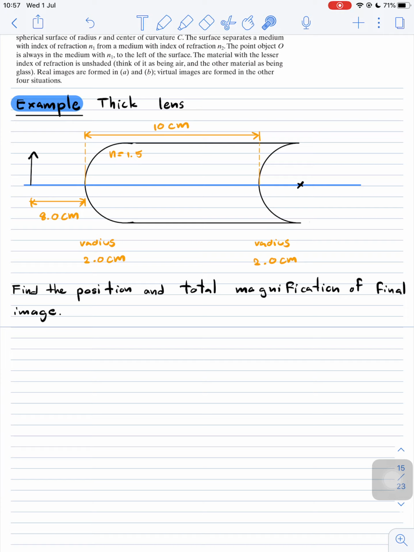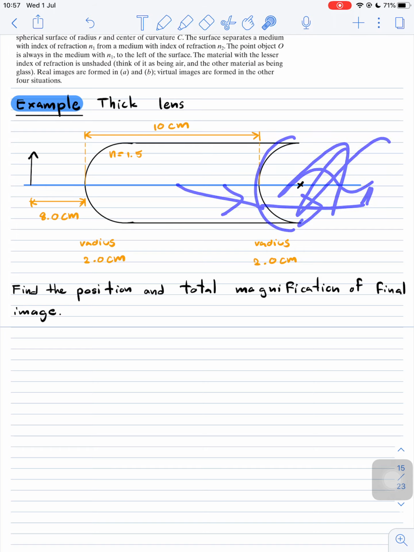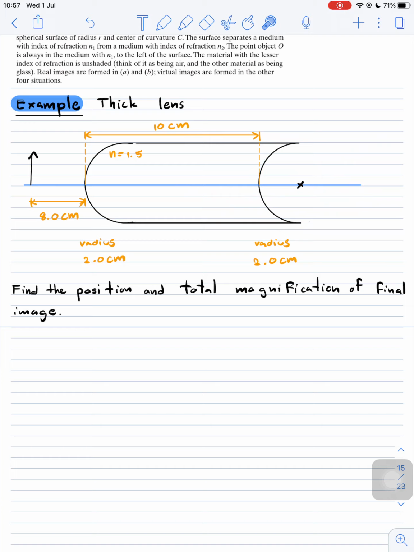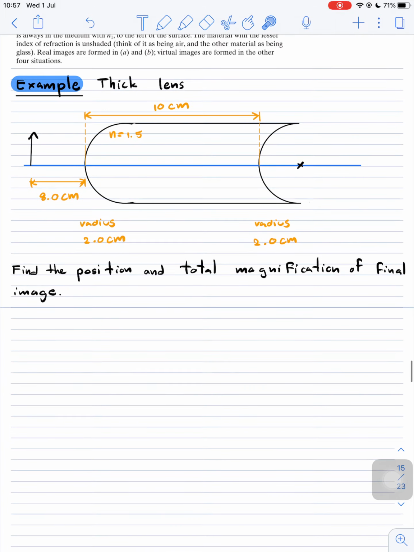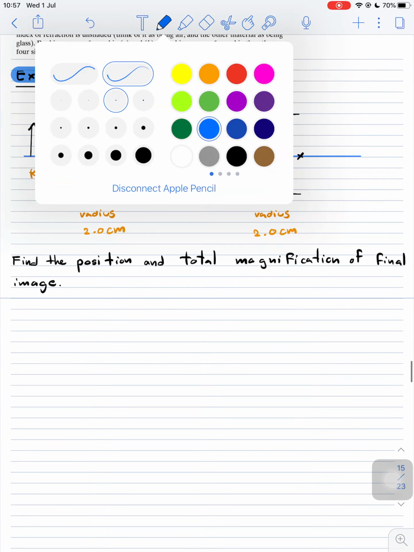Okay, to find the final image, you can see that we can have two refractions. The first one is the light which is refracted on this interface, right, and then comes to this medium, and after that this light will be refracted again at this interface, and then forms the image somewhere. So it means that we have two steps to solve this one. The first step is to consider the left hand side interface, and the second step is to consider the right hand side interface.